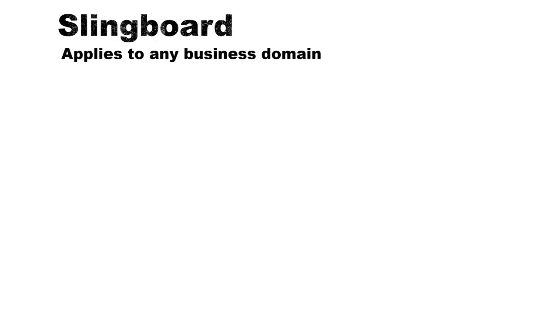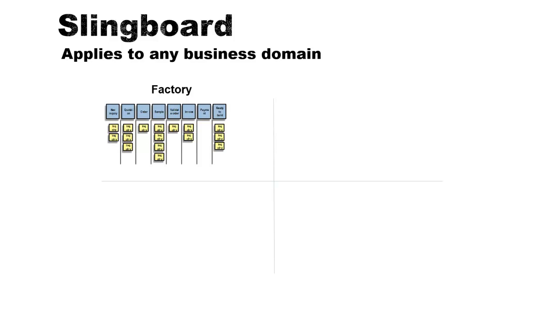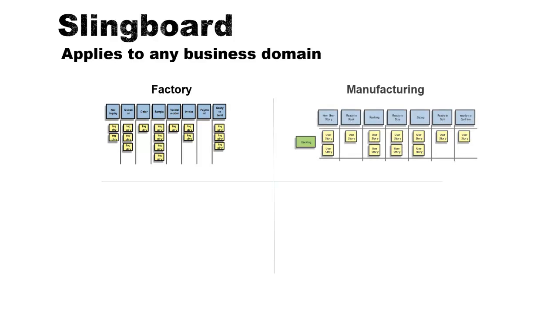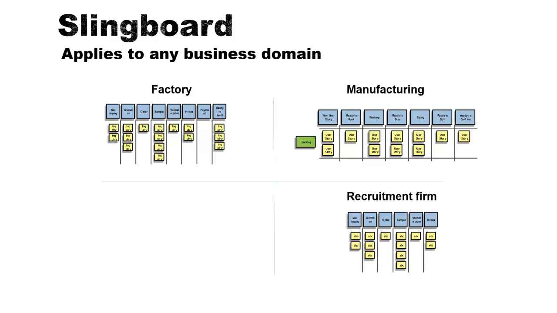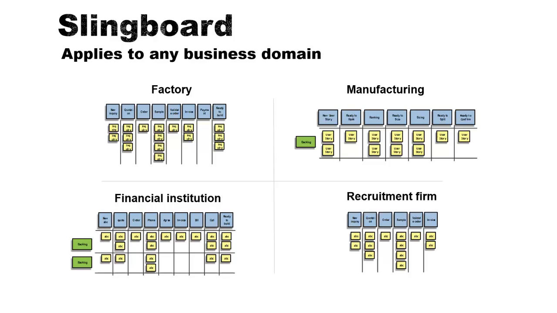Slingboards applies to any domain. In a factory, it can help to optimize maintenance work orders. In manufacturing, it can help keep track of defects. In a recruitment firm, it can help monitor candidates. In a financial institution, it can help track the investment process.